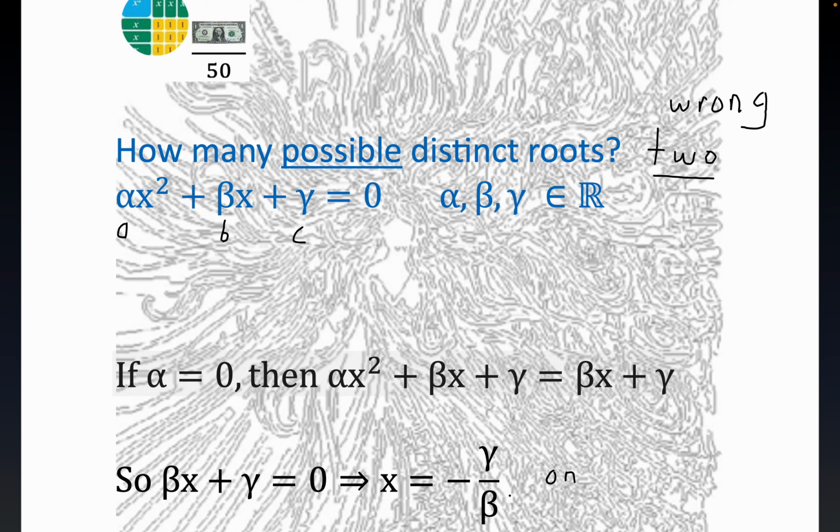Now, of course, we have to stipulate that beta is not equal to 0, but if beta was also equal to 0 here, you would have nothing going on, no equation, right? Okay, so one solution in this case. That's why I said possible, okay? One possible solution or root.